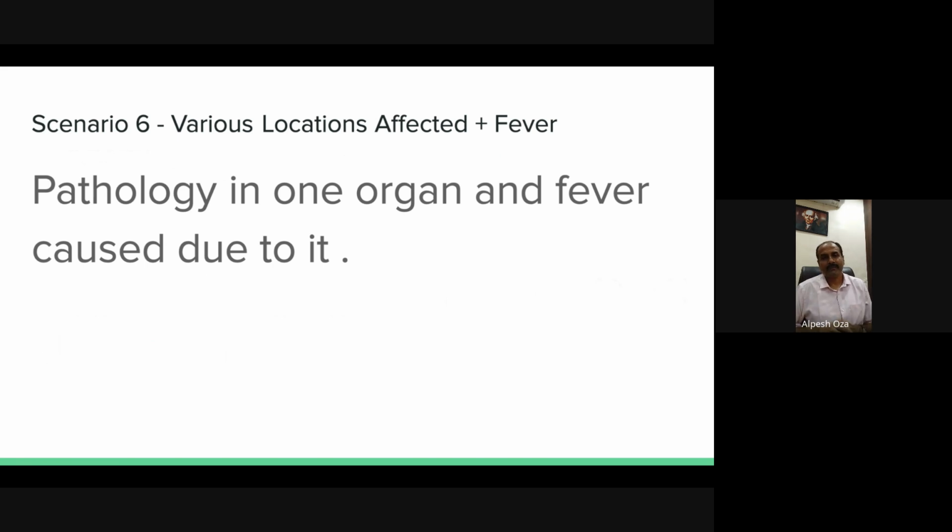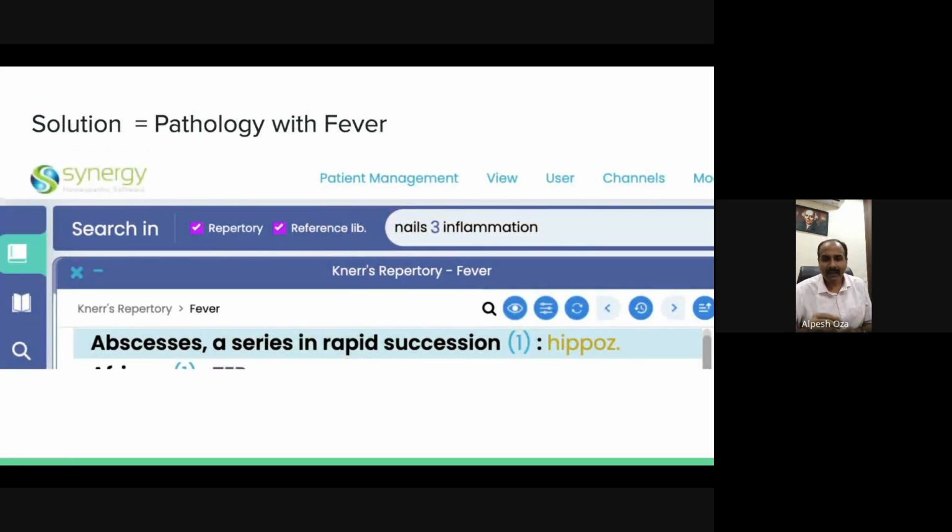One more scenario. There are various locations affected. Pathology is in one organ, concentrated entirely on one organ, and fever is caused due to it. What will you do? For example, one of my cases had a severe succession of abscesses and there was fever. You have the rubric which gives the remedy Hepar sulph. Curing the abscess took out the fever as well.